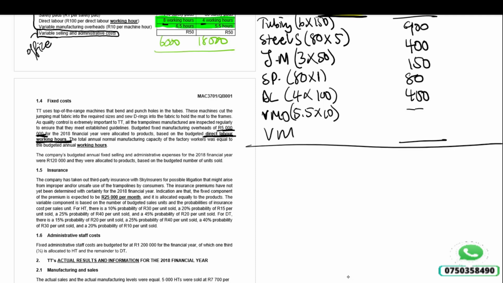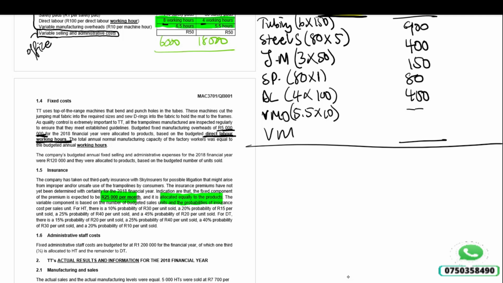Okay, insurance, right? The company has taken out third-party insurance with Sky Insurers for possible litigation that might arise from improper and unsafe use of the trampolines by customers. The insurance premiums have not yet been determined with certainty for the 2018 financial year. Indications are that the fixed component of the premium is expected to be 25,000 per month. So the fixed premium is 25,000 per month, and it is allocated equally to the products.